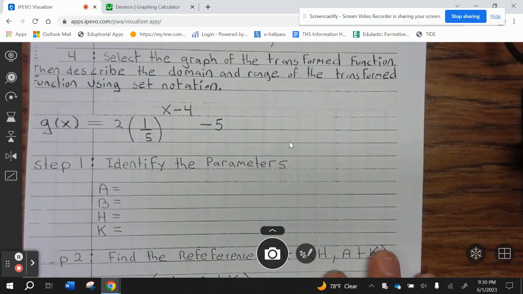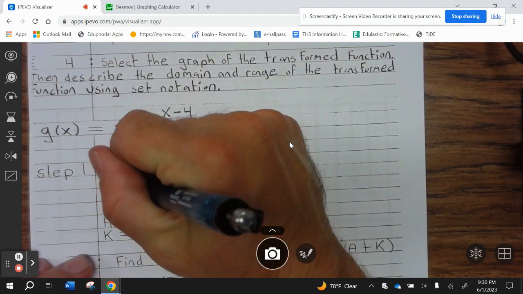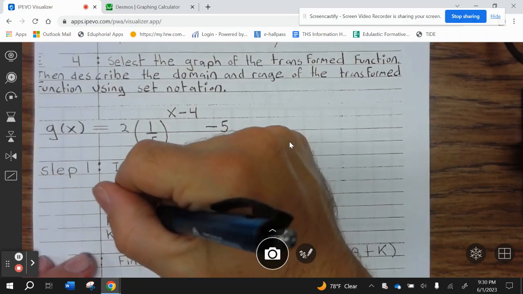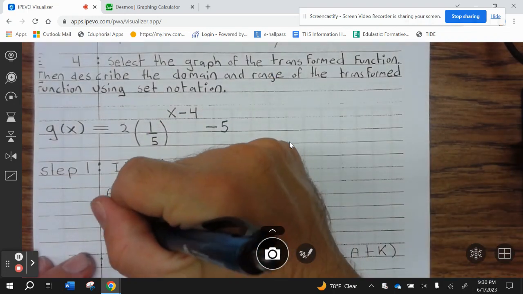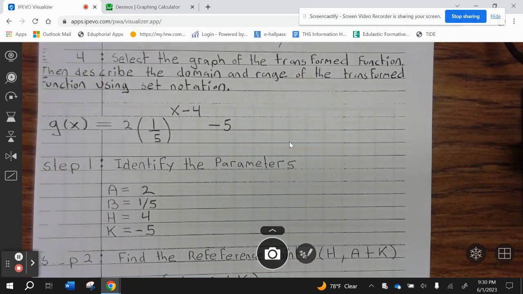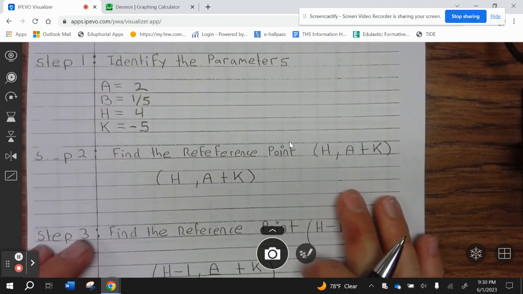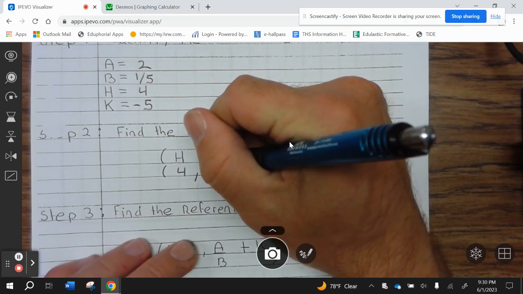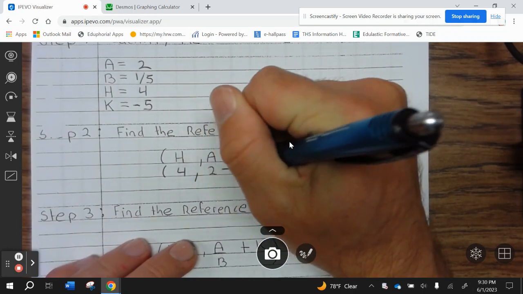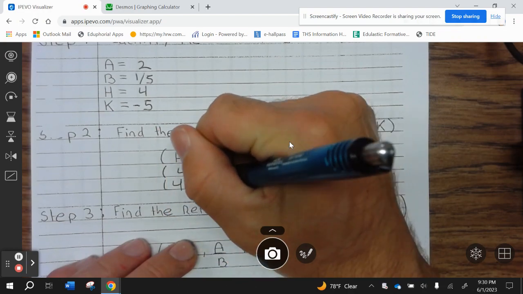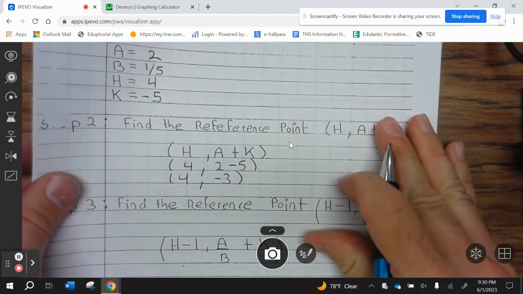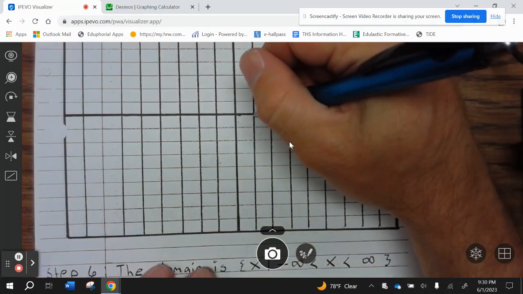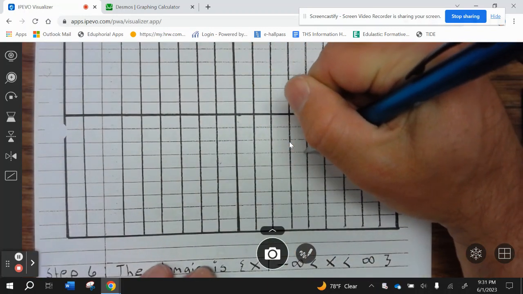Okay, A is 2, B is 1/5, H is 4, K is negative 5. Okay, so let's go ahead and plug those in. So H is 4, comma, A, which is 2 minus 5, no calculator needed, 4, comma, negative 3. Let's go ahead and graph that point. So 4, 1, 2, 3, 4, negative 3.